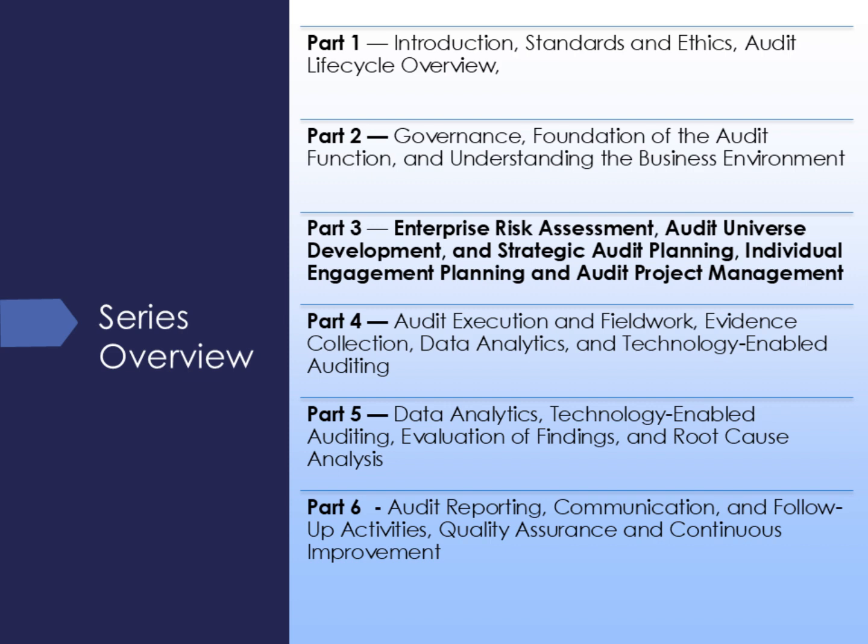Finally, Part 6 covers audit reporting, communication with stakeholders, follow-up activities, quality assurance, and continuous improvement of the audit function. Together, these parts provide a complete high-level view of how modern information systems auditing operates in practice, from governance and planning through execution, reporting, and ongoing improvement.